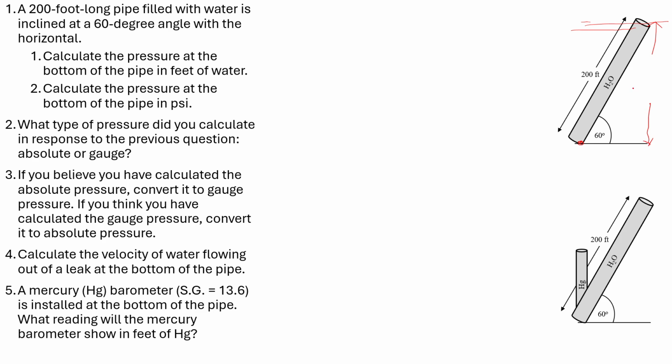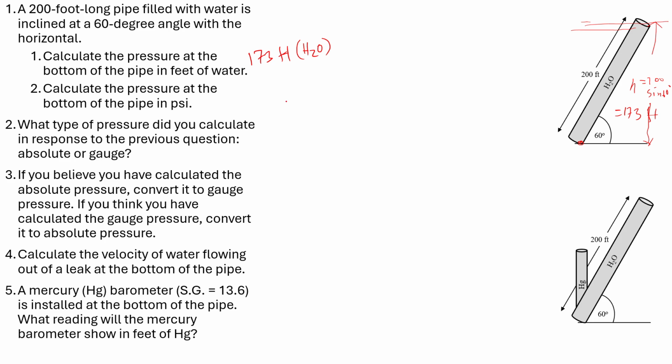So we need to find out that height, h, which is simply 200 times sine 60 degrees. If you do that calculation, you find this height is approximately 173 foot of water. If this is filled with water, how much is the water pressure? So this would be the pressure head. If you express this in terms of head, it is approximately 173 foot of water.